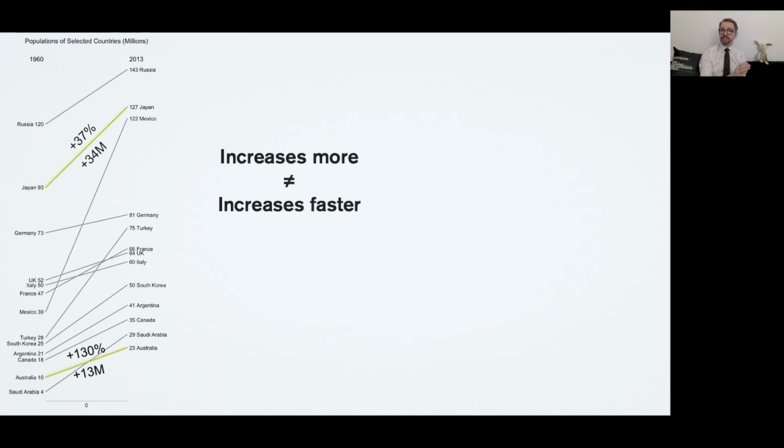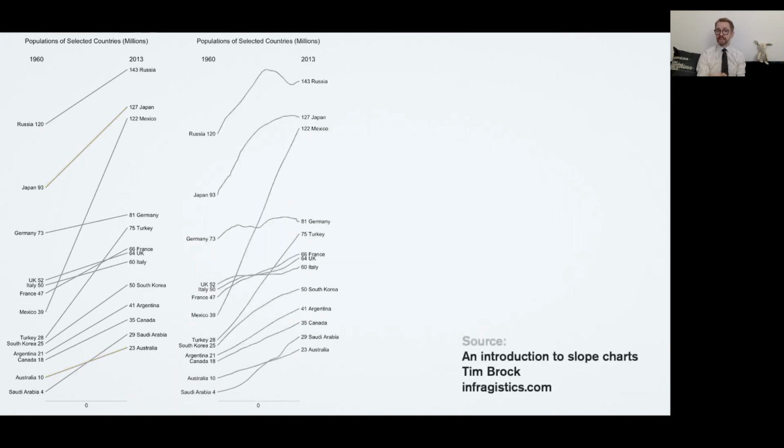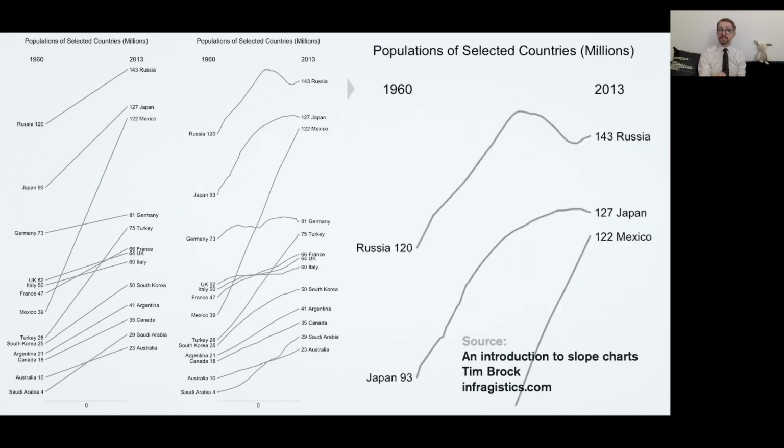Now, this is a limitation of slope graphs. Let's look at an opportunity. You don't have to use straight lines. In this example, what if we actually show the details of what happened between those 2 years? We still have a slope graph because we're using horizontal lines and we are focused on the beginning and end. But now we have a richer story of what's happening, for instance, in Russia and in Japan.